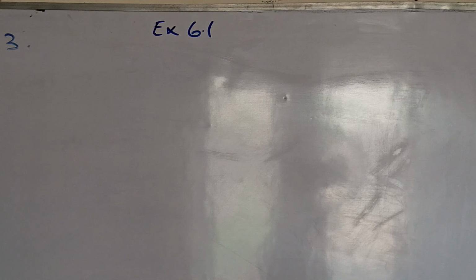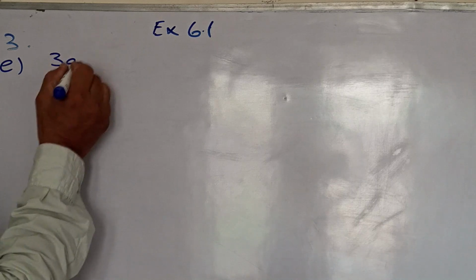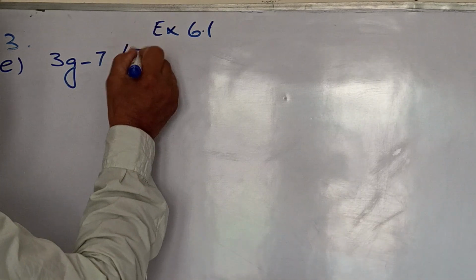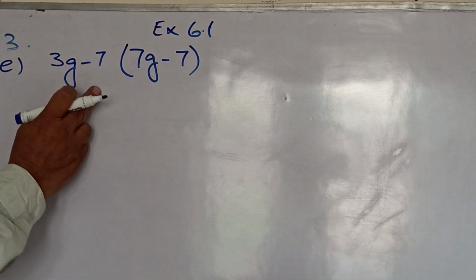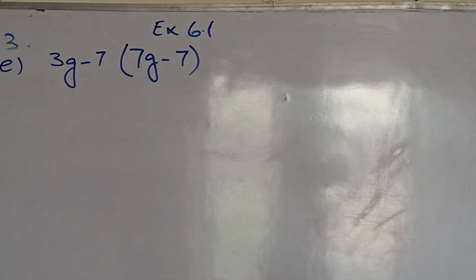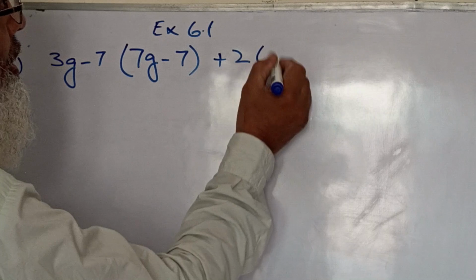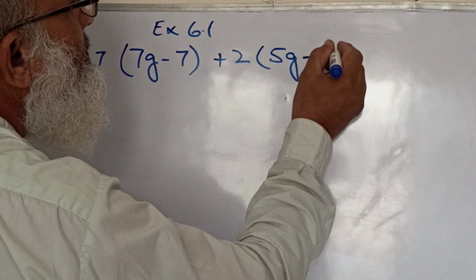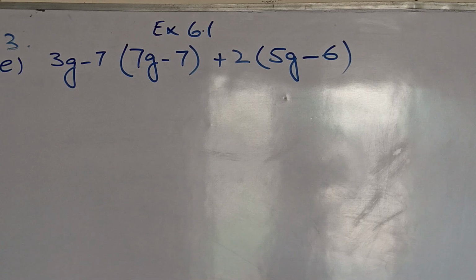and I'm going to attempt part E now. Part E. 3g minus 7, 7g minus 7, plus 2, 5g minus 6. 3g minus 7, 7g minus 7, 2 5g minus 6.